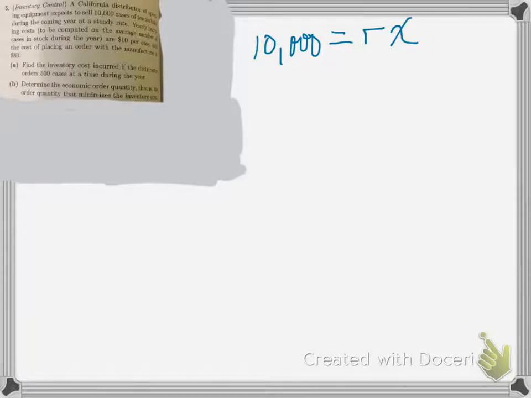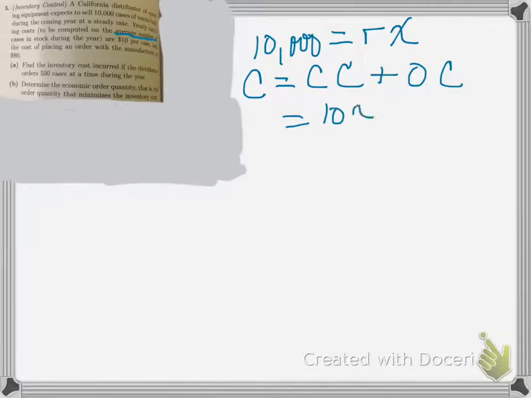Yearly carrying cost is to be computed on the average number of cases in stock during the year. Okay, remember that average number means we're going to divide by 2. So let's set up carrying costs, or let's set up inventory costs. So costs equal the carrying cost plus the ordering cost. Okay, so they're telling us yearly carrying costs are going to be $10 per case, so 10x, but since it's based on the average number of cases, divide that by 2. And the cost of placing an order with the manufacturer is $80.